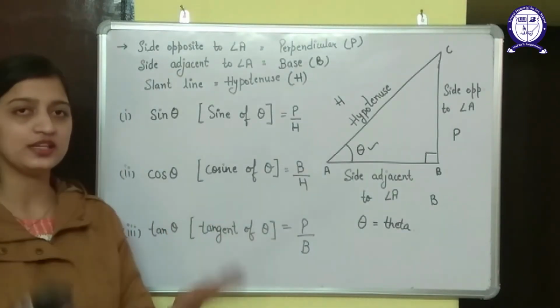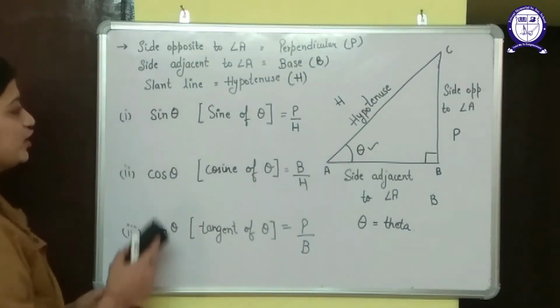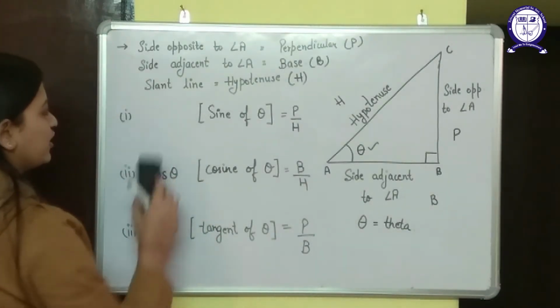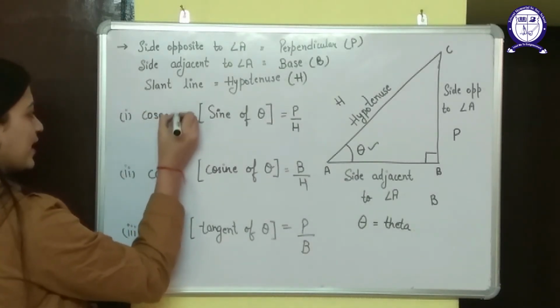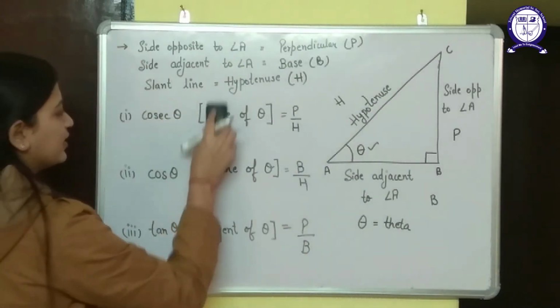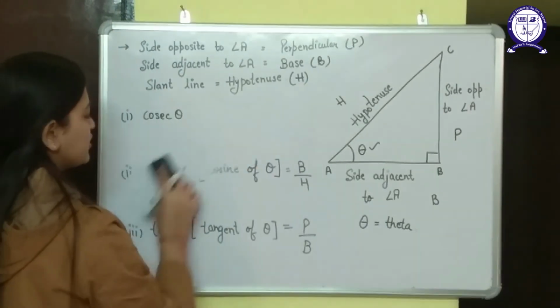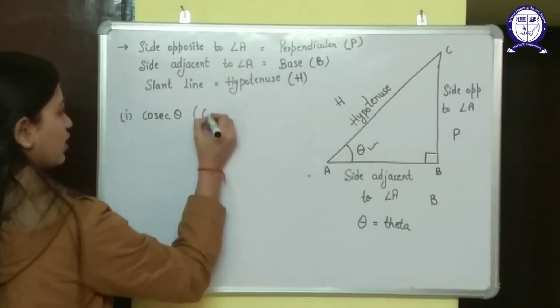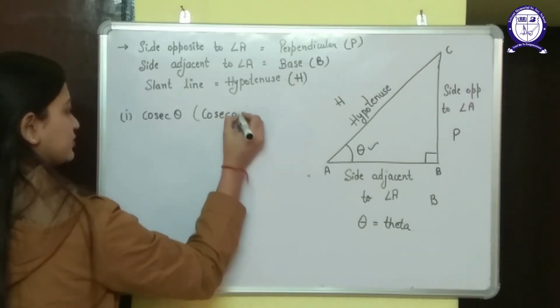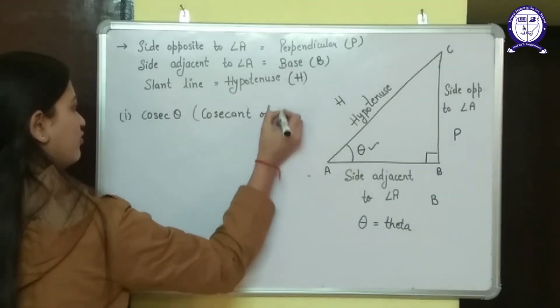Now let's talk about the other three ratios. The next ratio is called cosec theta, and the name is cosecant of theta.